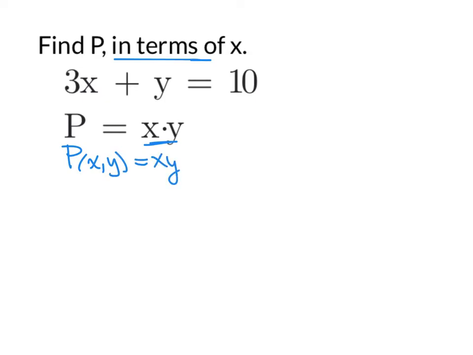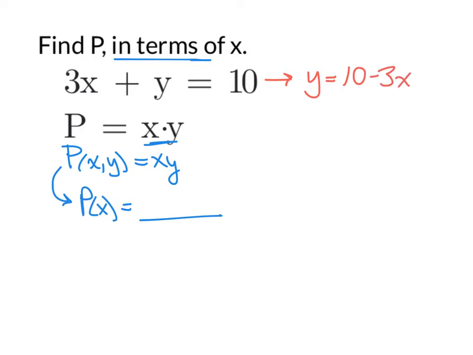And what we want is to change this into a P of X statement and find out what that's going to be. In order to do that, we go back to our initial equation here. This 3x plus y is equal to 10. I'm going to want to solve that for y. Notice y, not x. To do that, of course, we just subtract 3x from both sides, and we get y is equal to 10 minus 3x.